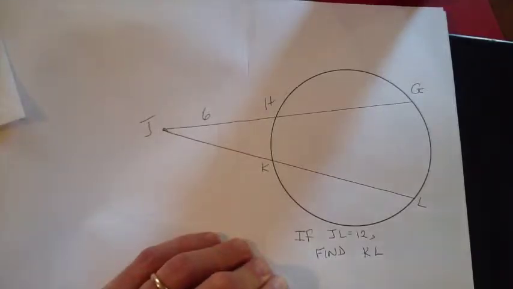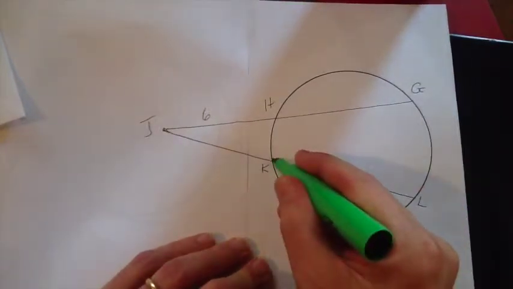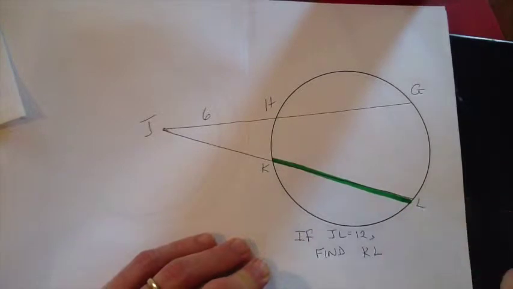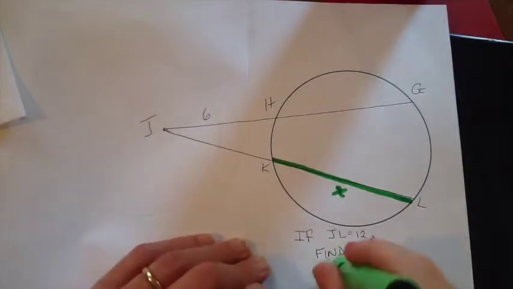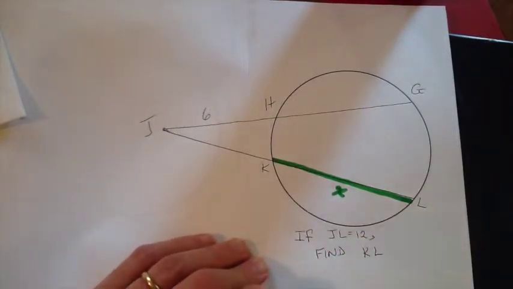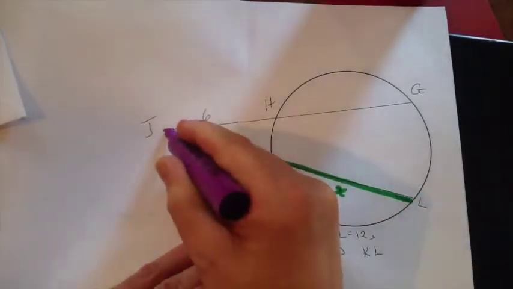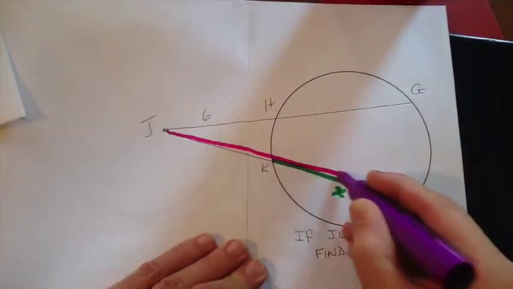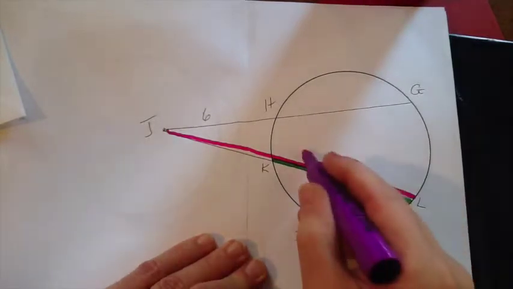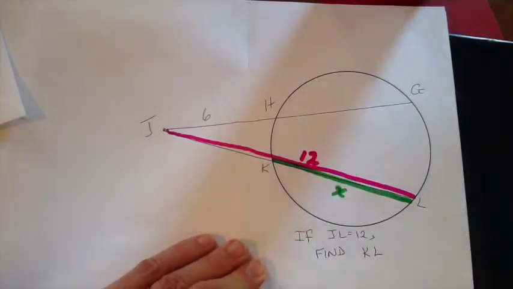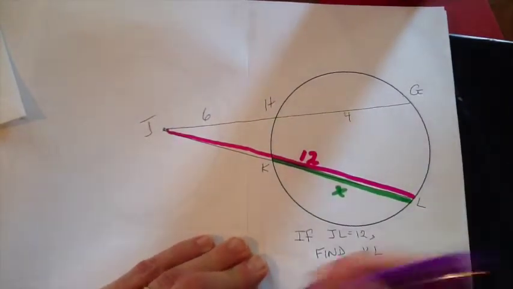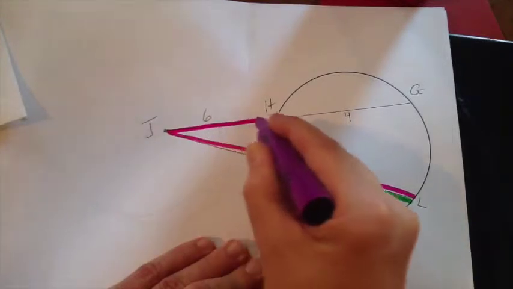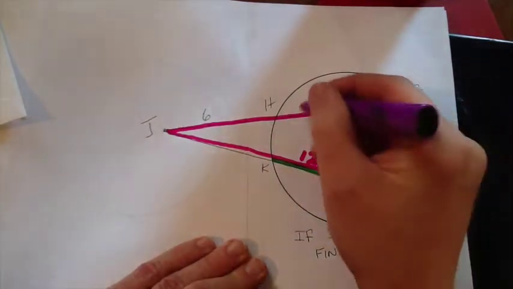On this particular problem, we're asked to find KL, which is this distance from here to here. So we'll call that X. And what we know from looking at this is that the distance from here to here is 12. One piece of information left out here, we also know that this is 4, which means we know that the length from here to here is equal to 10.